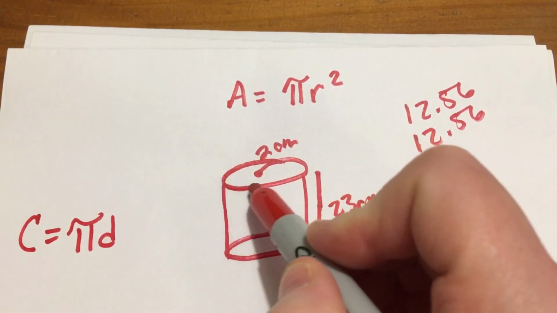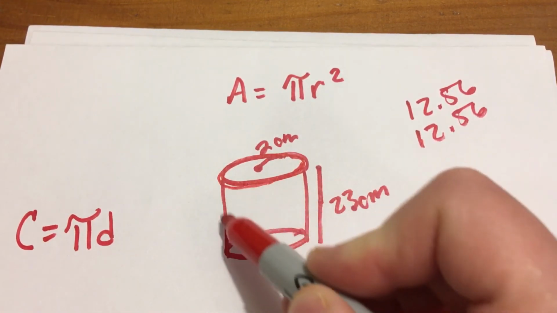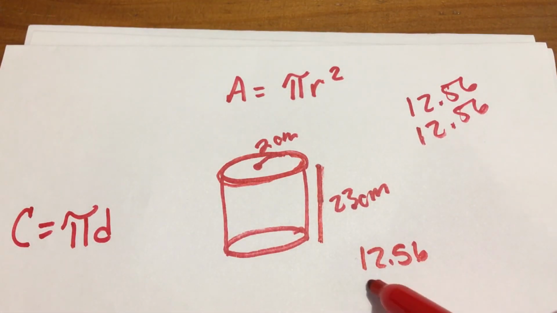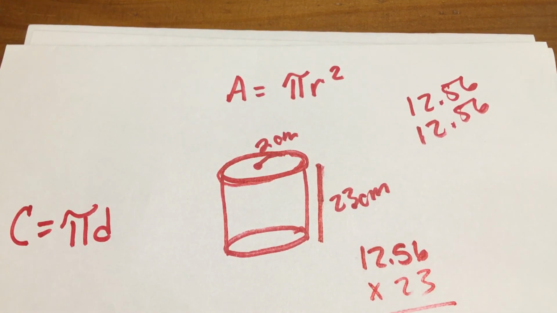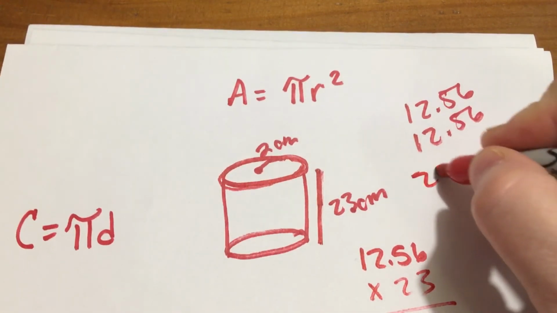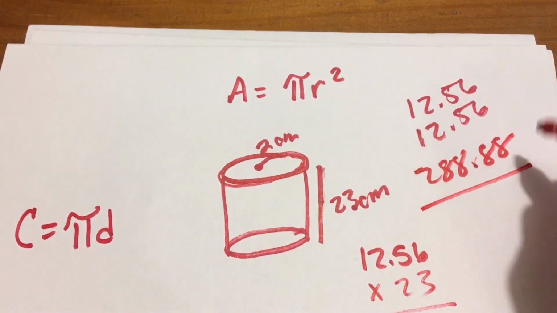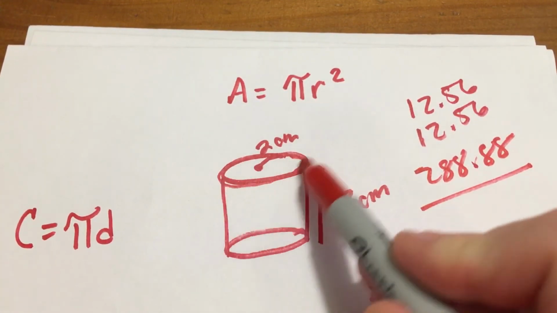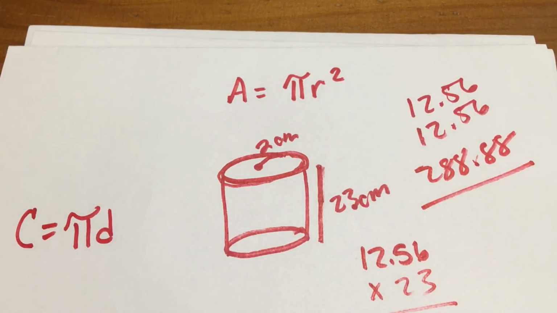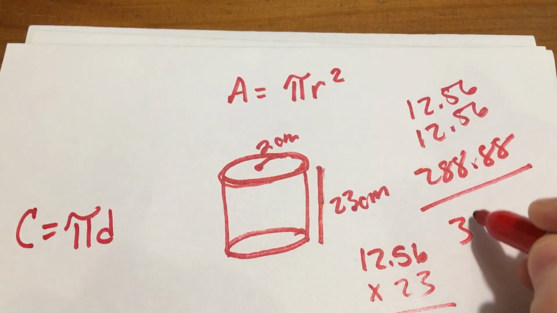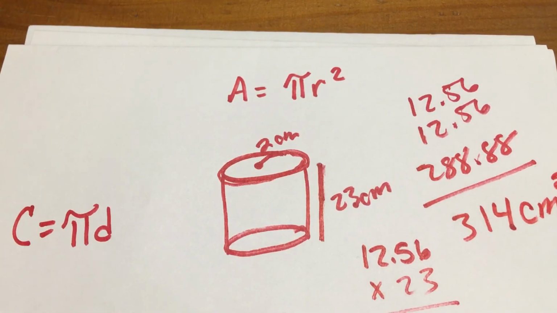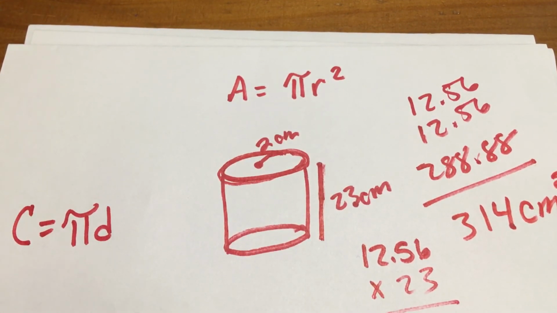So we found the edge of our circle, but now to find the surface area of all of this around it, we need to times it by the height. So 12.56 times 23 gives me 288.88. Now to find the total surface area, we have to add up all the areas that we found. The area of the two circles and the area of the outside. Plus 12.56 plus 12.56. And we get 314 centimeters squared. This is talking about area, so it's going to be labeled as squared.